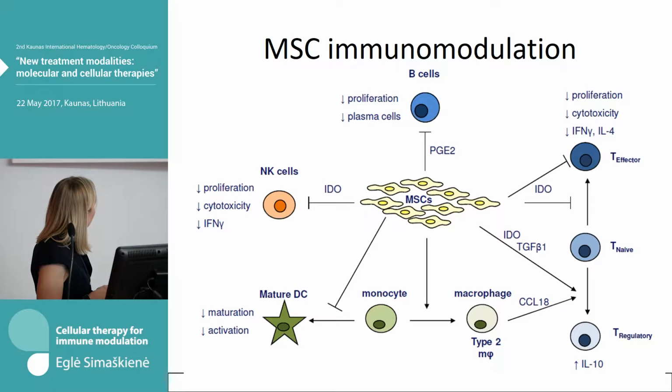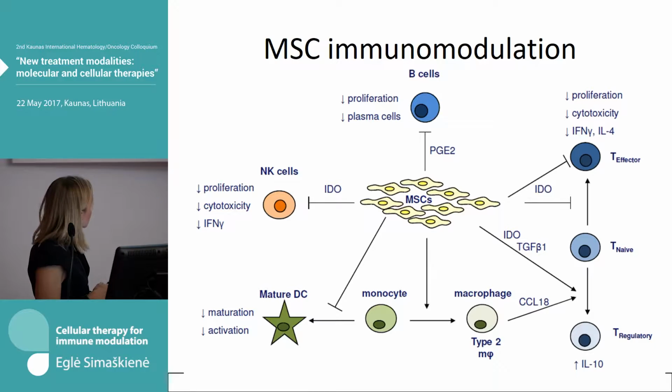Also, they are inhibiting maturation of dendritic cells, and they are impeding monocytes from becoming macrophages. Also, they are inhibiting NK cell proliferation and cytotoxicity. And also, they are inhibiting B cell and plasma cell proliferation, and production of antibodies is reduced.